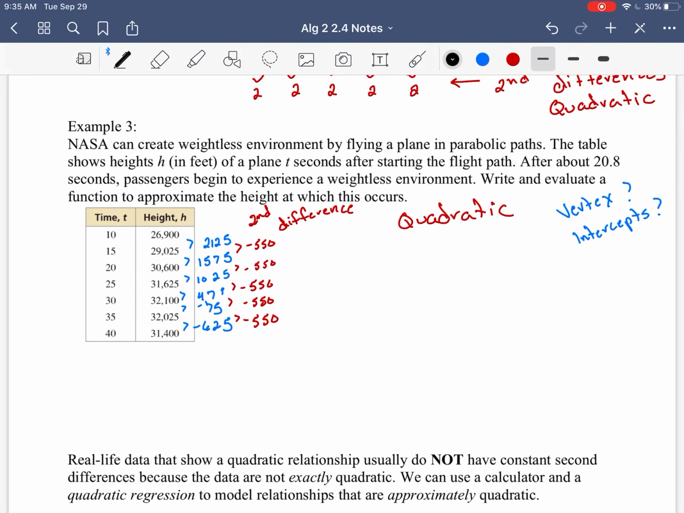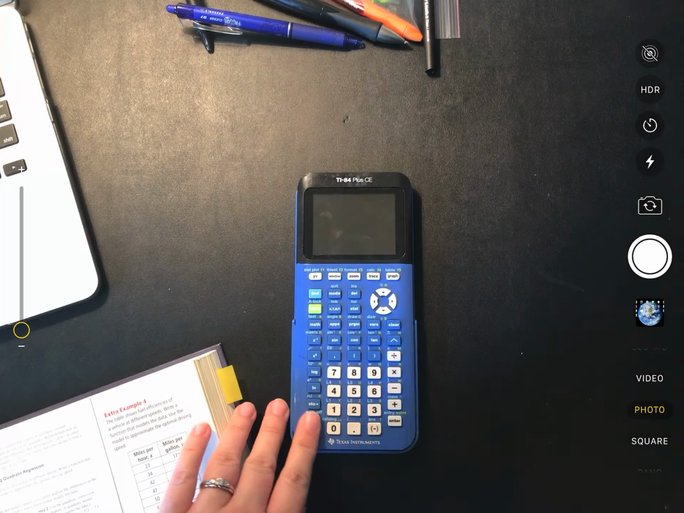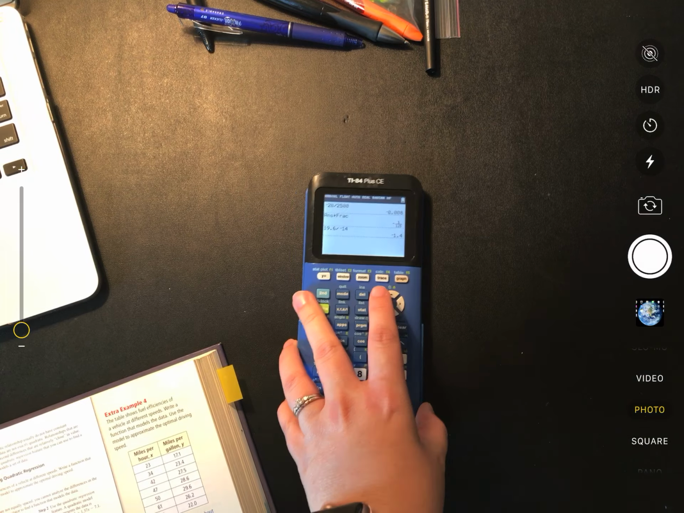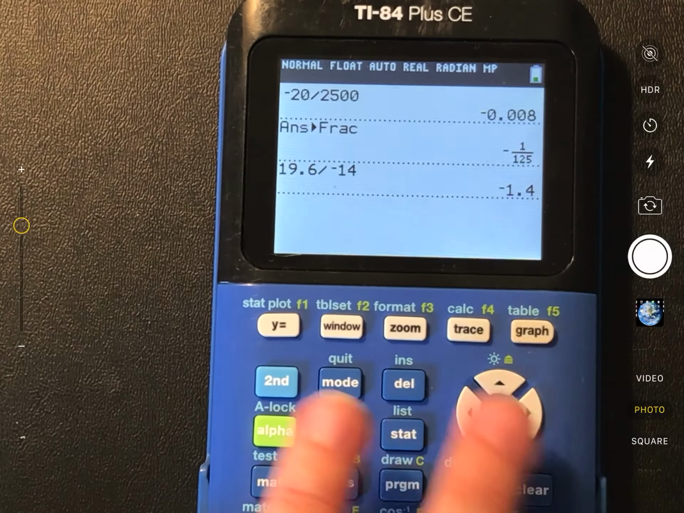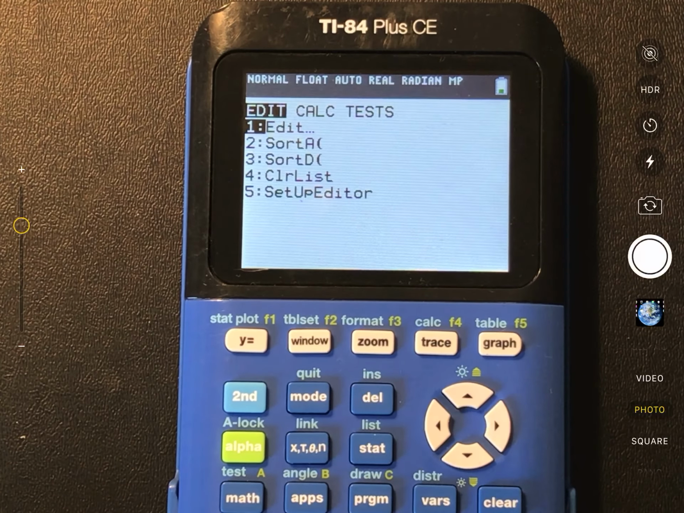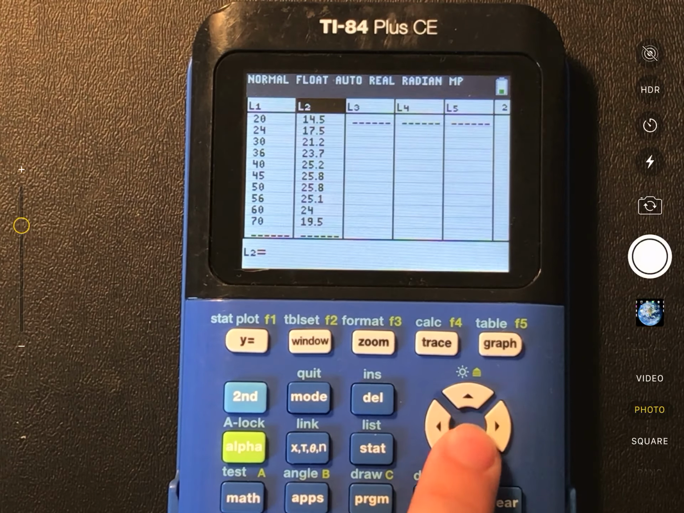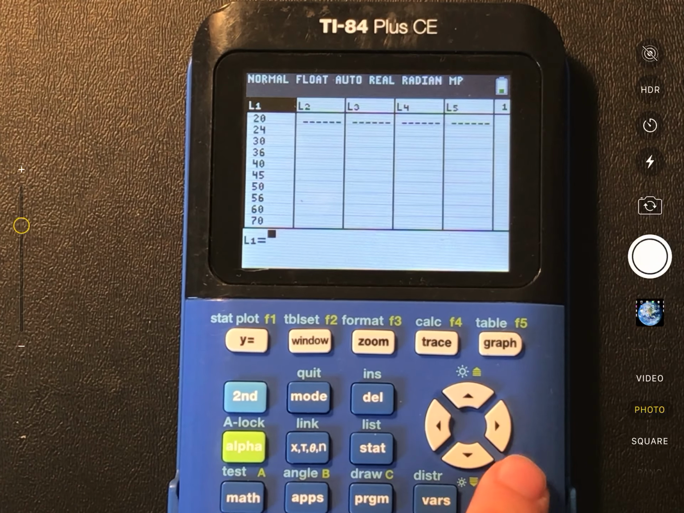So I need to use a quadratic regression in the calculator. First, if you remember from our previous section, I have to go to Stat, Edit, and put these into List 1 and List 2. So I'm going to go ahead and do that. Let's zoom in. Stat, Edit, hit Enter, and then List 1, List 2. I'm going to arrow up, hit Clear, arrow down to get rid of this stuff that I have in there.